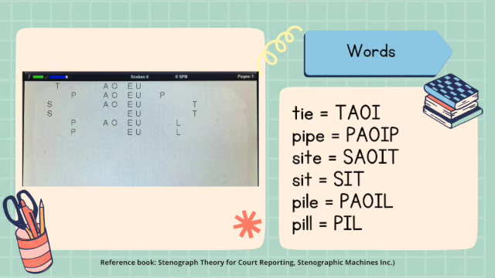And for words, we have on the left side the stenograph notes, and on the right side are samples of the words. We have tie, that's initial T, long I. Pipe, initial P, long I, final P. Then we have sight, initial S, long I, final T. So sit, initial S, vowel I, final T. Pile, initial P, long I, final L. Pill, initial P, vowel I, final L.